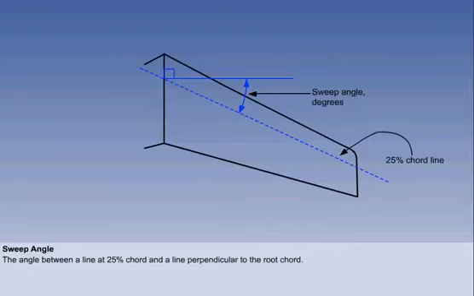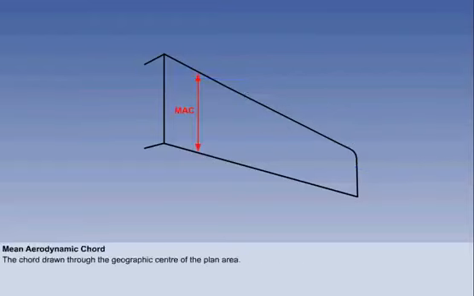For a swept wing, the sweep angle is usually measured as the angle between the line along the wing joining points of 25% chord and a line perpendicular to the root chord or aircraft centerline. Finally, the mean aerodynamic chord, abbreviated to MAC, is the chord drawn through the geometric center of the plan area. It is located at the reference axis of the aircraft and is a primary reference for longitudinal stability considerations. A rectangular wing of this chord and the same span would have broadly similar pitching moment characteristics.